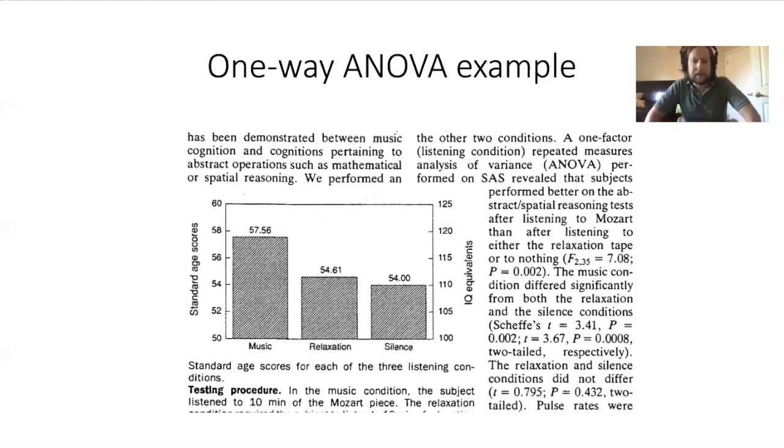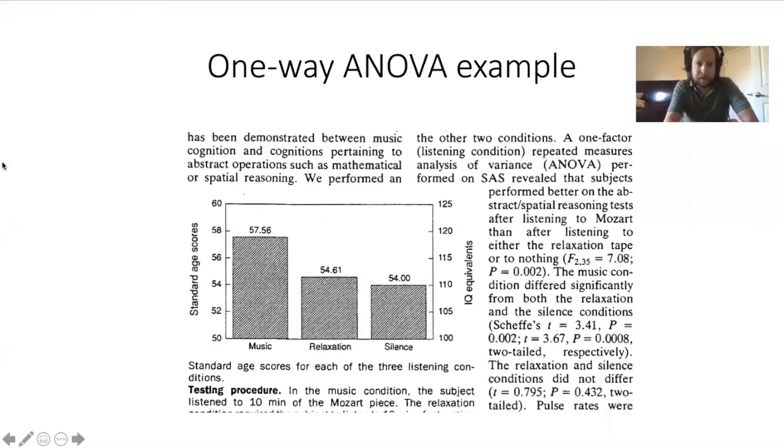Then what they had the participants do was a spatial IQ test. IQ tests usually have a spatial component and a verbal component. In this particular study, they were just interested in the spatial component of the IQ test. So you were in one of these three conditions, you did one of those things for 10 minutes, then you took this spatial IQ test. What they wanted to see is whether your performance on the spatial IQ test is influenced by the thing that you did for 10 minutes, whether you were listening to Mozart, listening to a relaxation tape, or just sitting in silence.